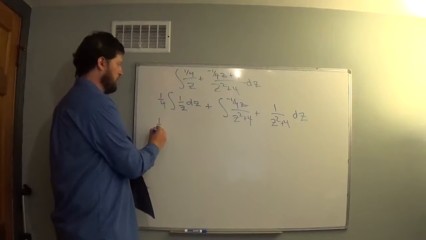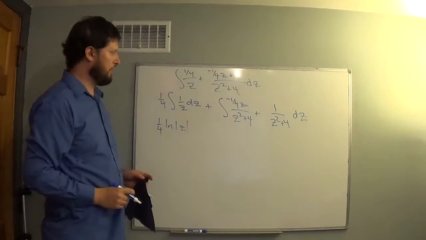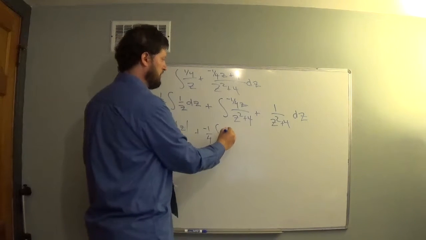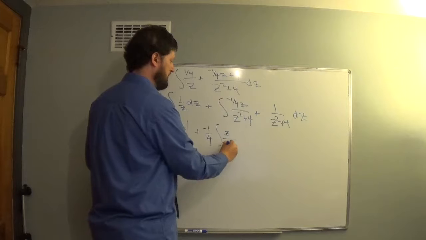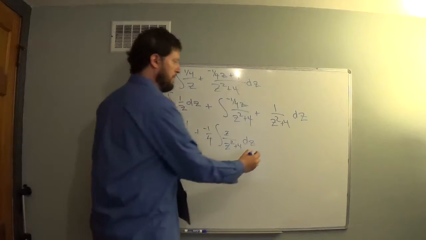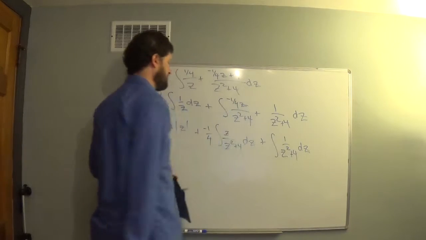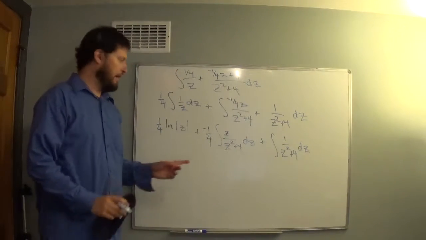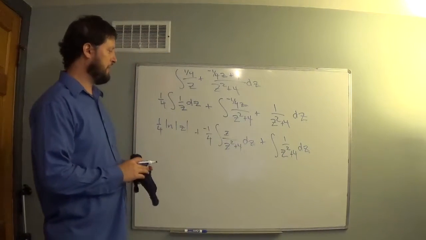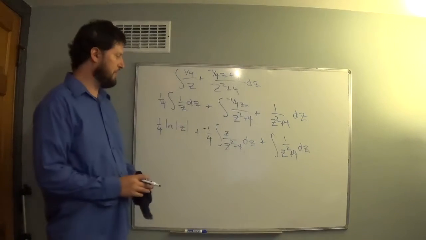Okay, so this is 1/4. 1 over Z integrates to ln absolute value of Z. That part is good. I can bring the 1/4 out front here as well. So that's negative 1/4 integral of Z over Z squared plus 4 dz, plus integral of 1 over Z squared plus 4 dz. And now we've already got this one done, so we have two other sub pieces that we've got to integrate down below. We'll see that we have to use a different method for each.